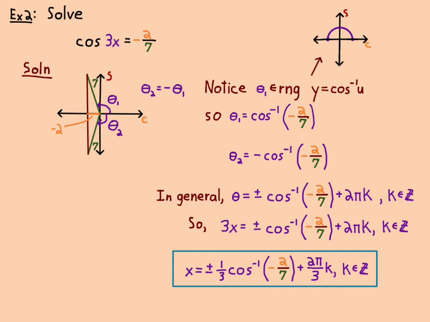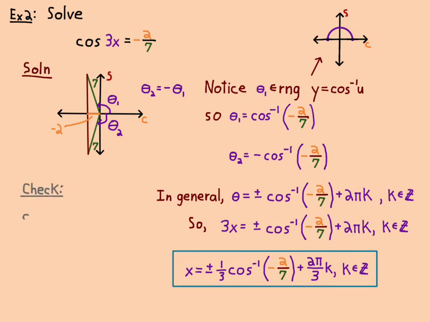Notice I divided all the terms by 3. And people mess this up. They don't divide this 2 pi k by 3. You're supposed to divide that by 3. The period changes when you multiply your variable here by a number. Remember periodic motion? Simple periodic motion changes the frequency, changes the period.